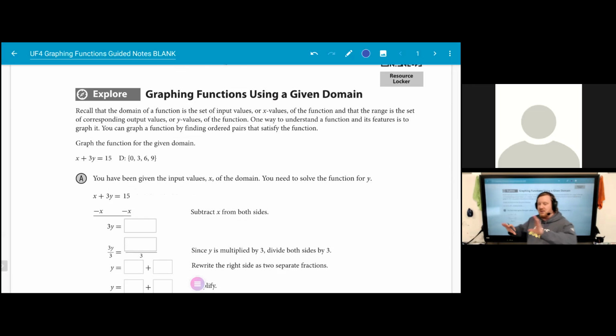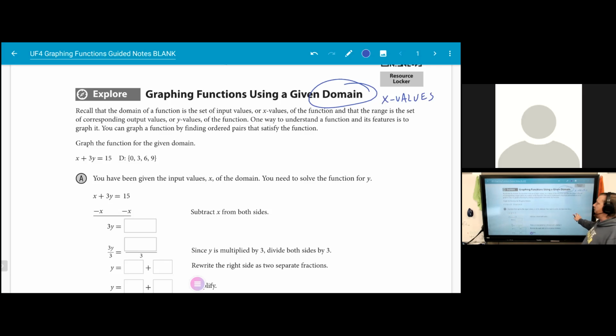So right away, before we even read the rest of this, we know how to graph using a given domain. This right here is kind of an important one. What if I give you very specific X values to graph with? The domain is a set of inputs or X values, and the range is a set of outputs or Y values. One way to understand a function and its features is to graph it, visualize it, right?